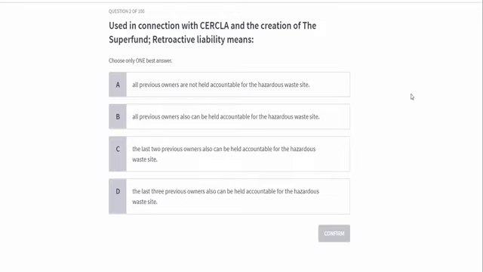So A, all previous owners are not held accountable for the hazardous waste site. B, all previous owners can be held accountable for the hazardous waste site. C, the last 2 previous owners also can be held accountable for the hazardous waste site. Or D, the last 3 previous owners also can be held accountable for the hazardous waste site.